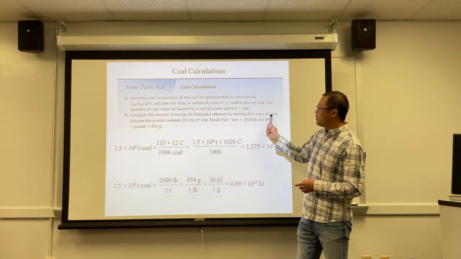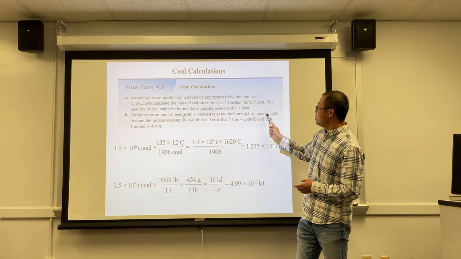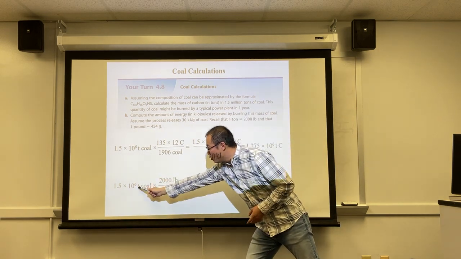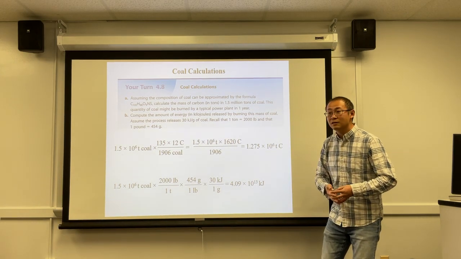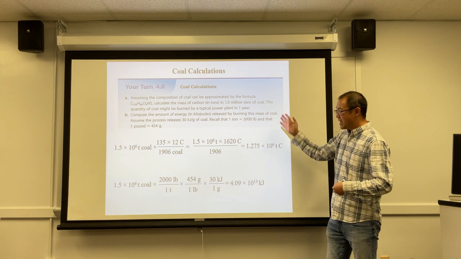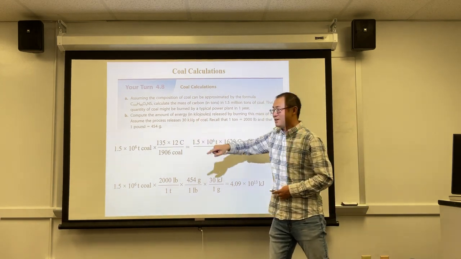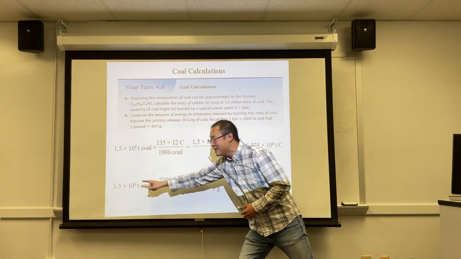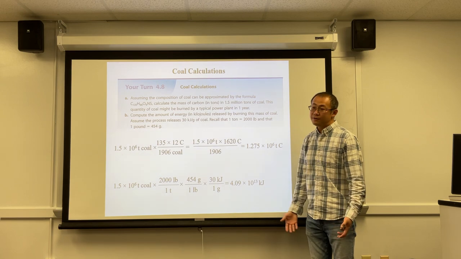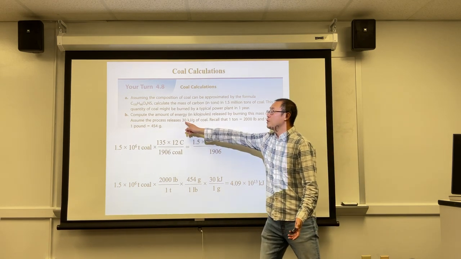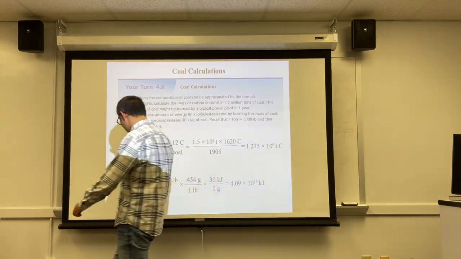But if you look at the given, what is the mass of coal? 1.5 million tons. We're not given grams, we're given tons. So the first thing you now know, in order to get the energy, I first need to convert this ton into grams. Right? Into grams. And if we know the grams, we know kilojoules. So here is our work.